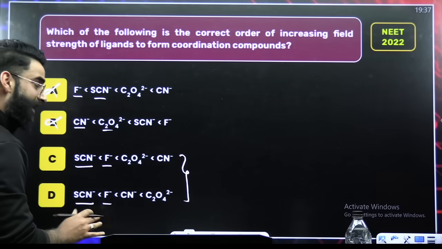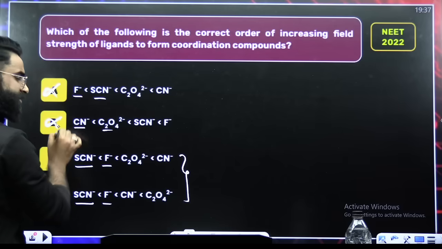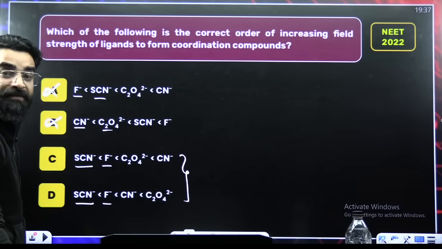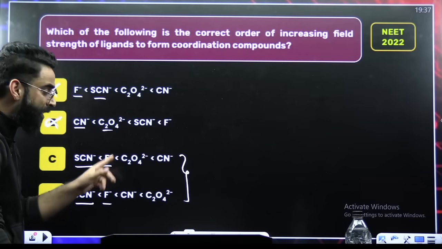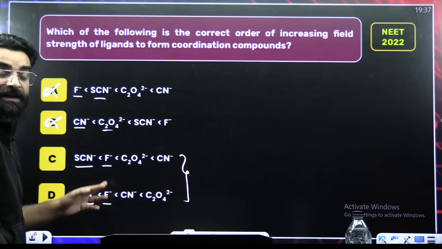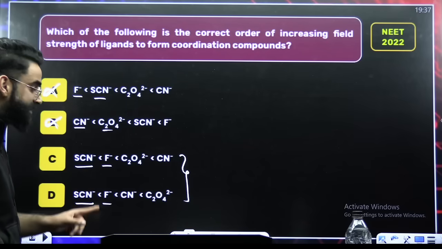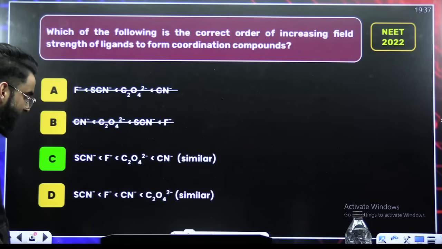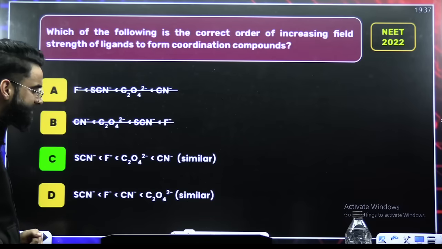So earlier, if you were not eliminating these two options, the probability was 25% for the correct answer. Now the probability has increased to 50%. Now there are more chances that your answer will be either C or D. And if you look carefully, the answer is C.